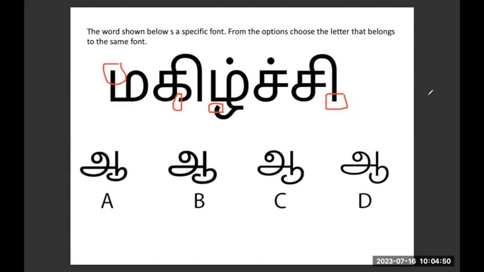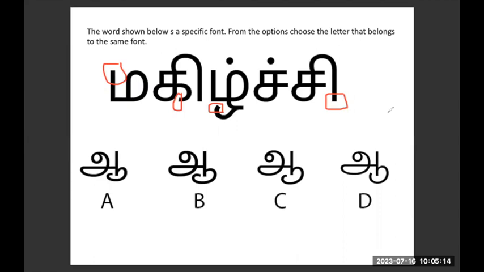Anya, correct answer. Meera, wrong answer. Drumil, correct answer. Kashti, correct answer. Twisha, correct answer. Jimit, correct answer. Right. All right.